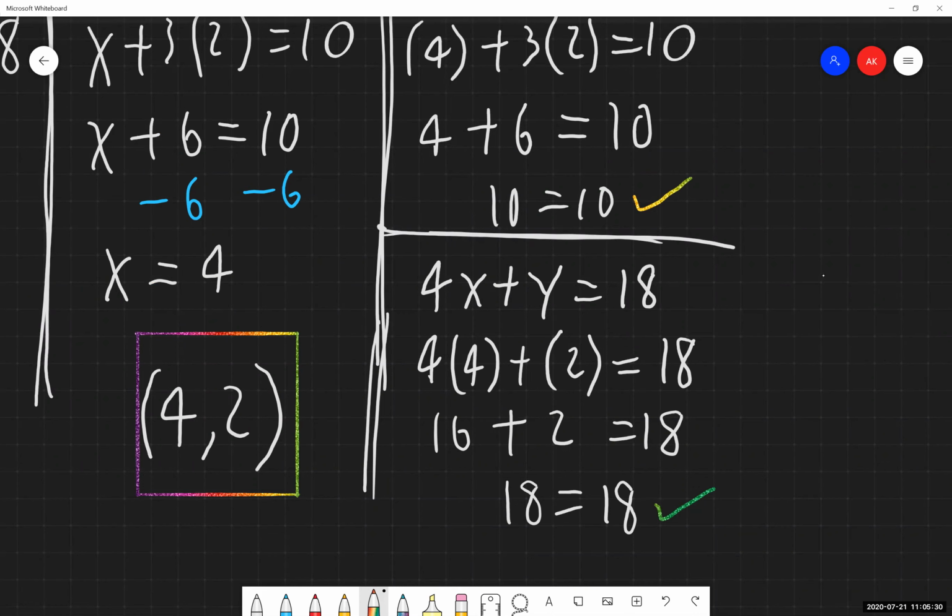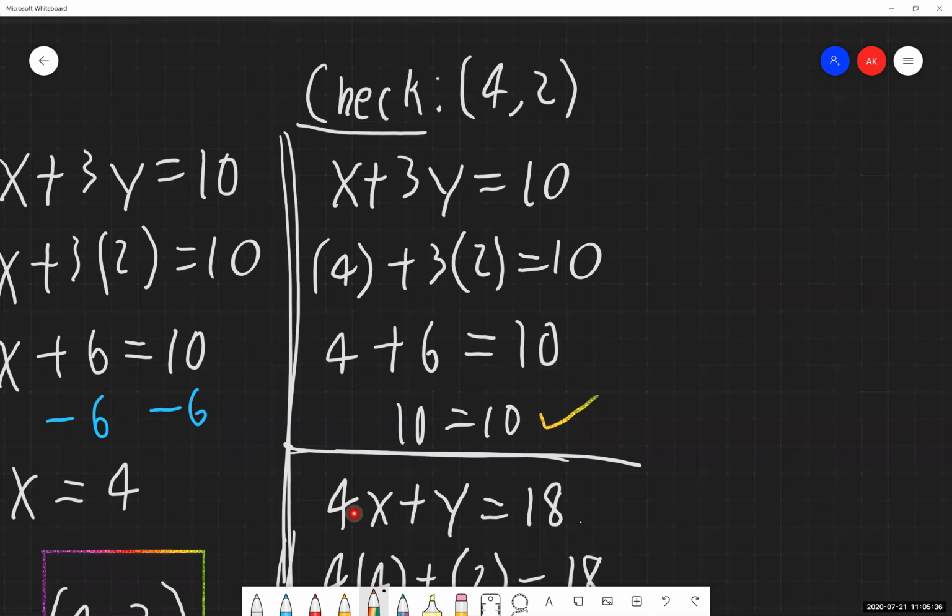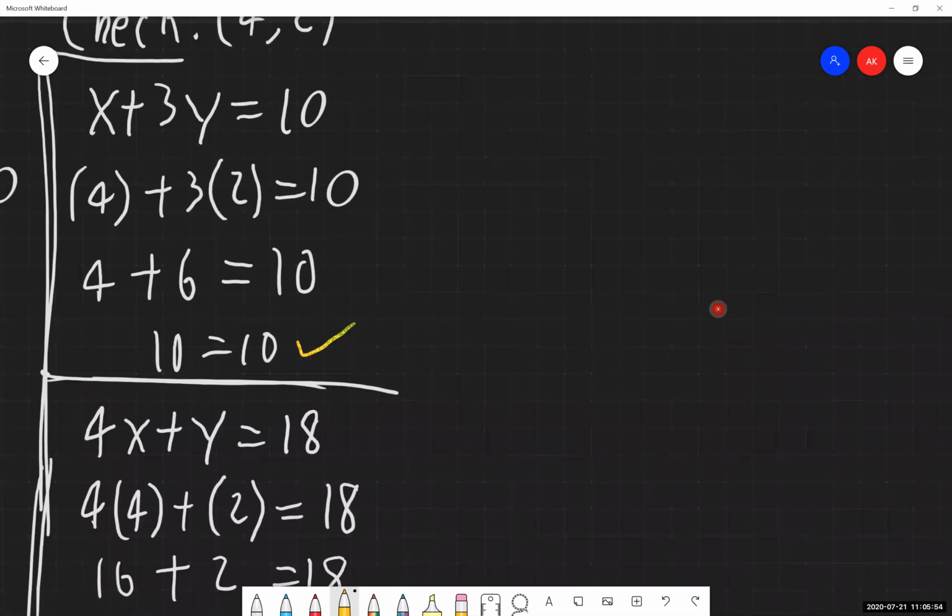So this check part that we just did, again, is optional. You are not required to do this, but I would highly recommend at least giving it a shot if you're a little shaky or hesitant about your final answer. Nothing wrong with it. So let's move on to our second example.